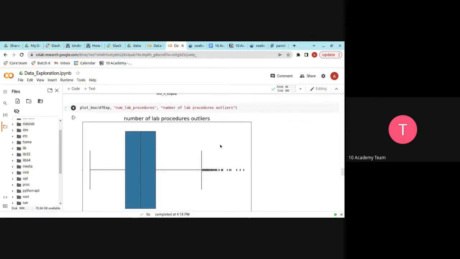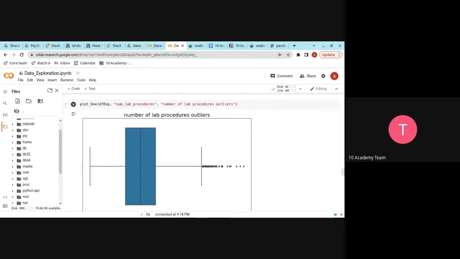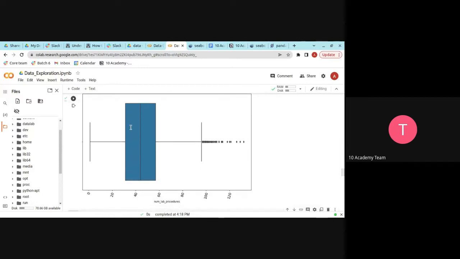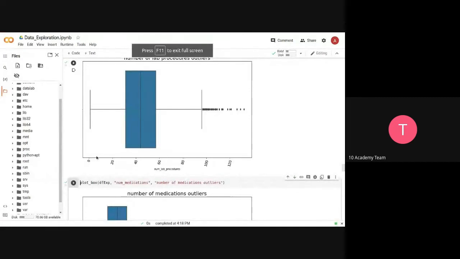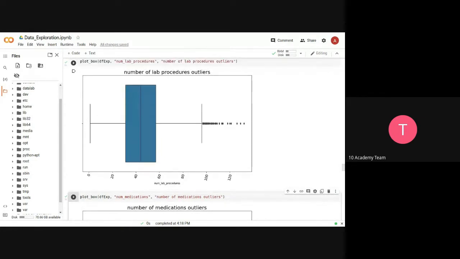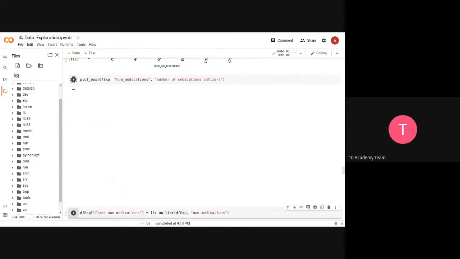So in this box plot, we're trying to see the outliers on the number of lab procedures that were done. If you see the number of lab procedures, you can see that the majority of our data is within the range of 0 to around 97, 98 lab procedures. And so you might disregard this or take it into consideration based on your case.